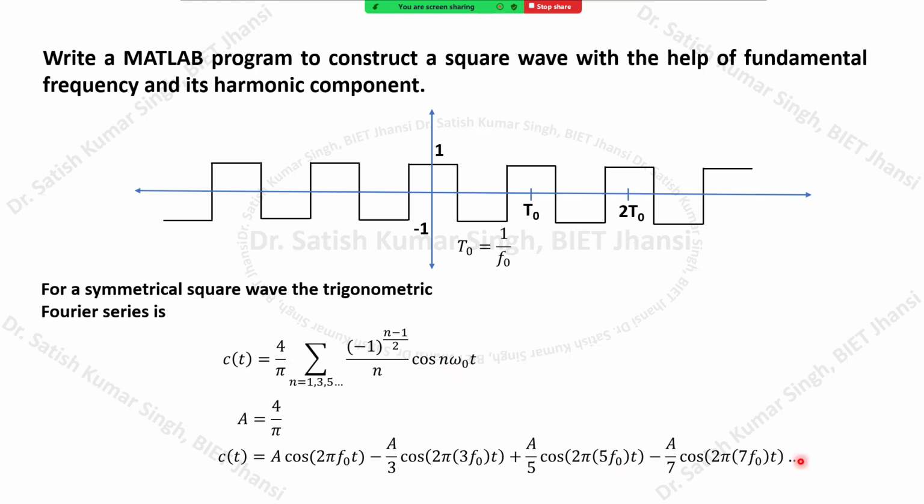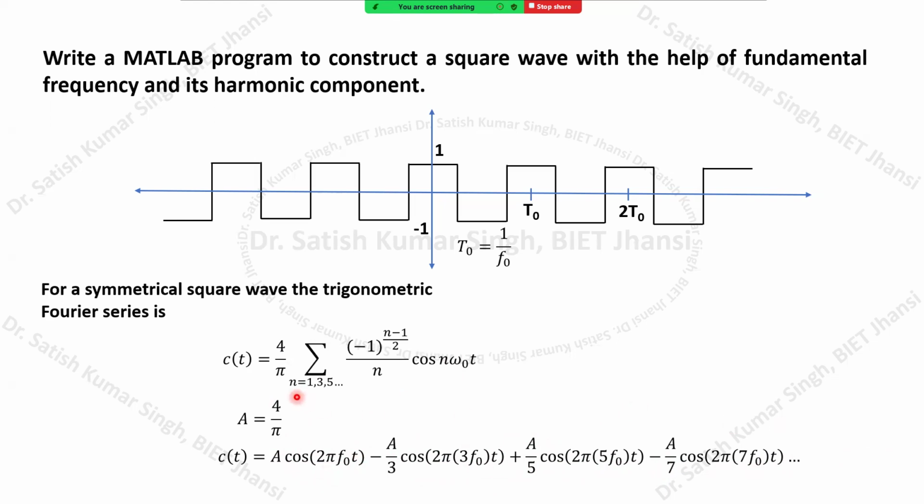So this will go up to infinity. Here, corresponding to n equals 1, this gives you the fundamental frequency component. So cos 2 pi f naught t gives you the fundamental frequency component, and all the rest of the terms like 3f naught, 5f naught, 7f naught, 9f naught, and so on, give you the odd harmonic components, right? Now we have to write a MATLAB program for a particular value of n.